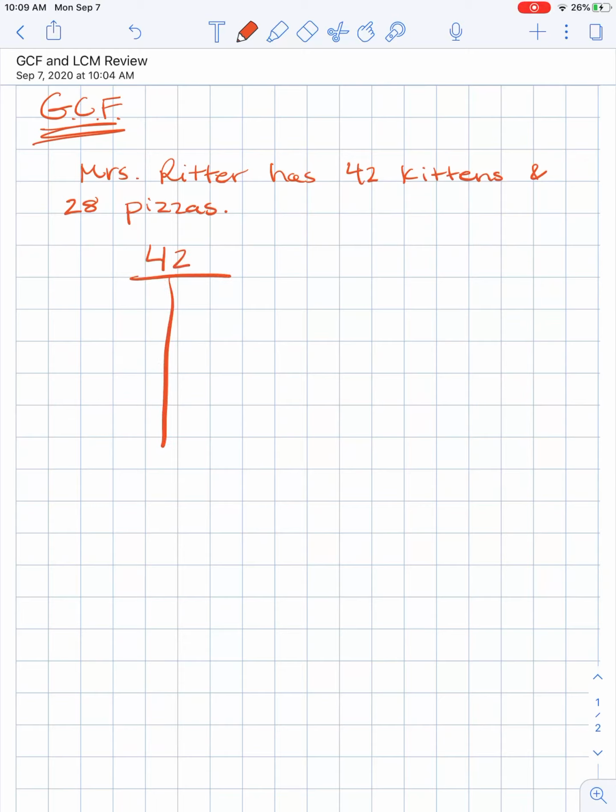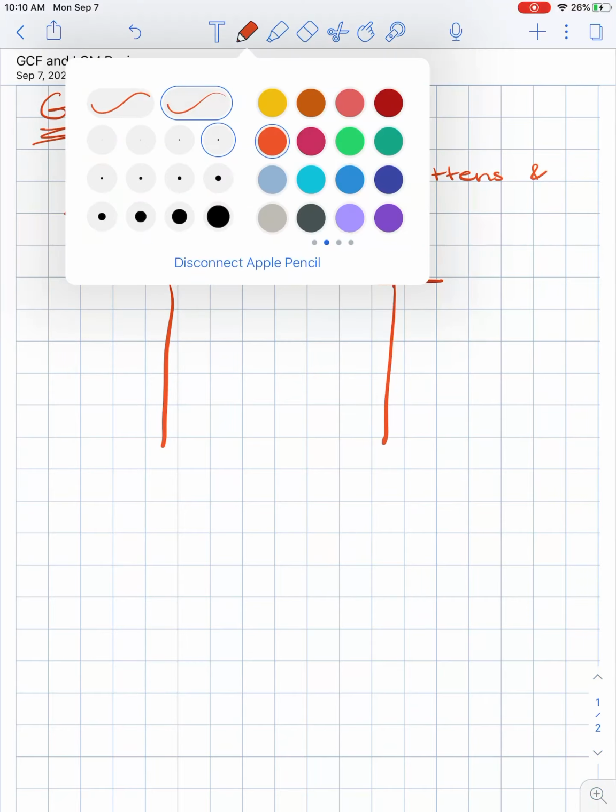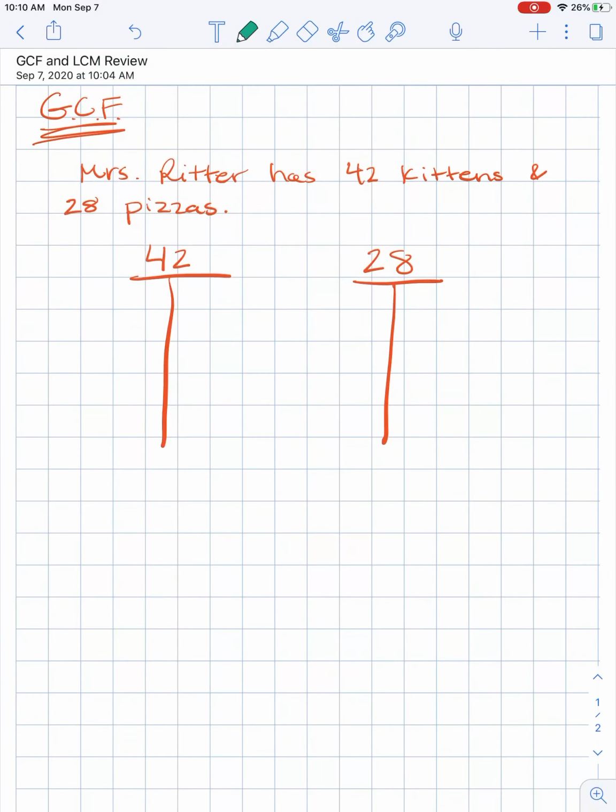So we're going to do that by writing out the factors of both 42 and 28, right? And so our factors are, what can we multiply to get to 42? That's where we're going to start. We can certainly multiply 1 and 42, right? 1 times 42 is 42. 2 and 21. We can do 3 and 14. And we can't do 4, we can't do 5, but we could do 6 times 7, right? So these are our factors that will get us to 42. 1 times 42, 2 times 21, 3 times 14, and 6 times 7.